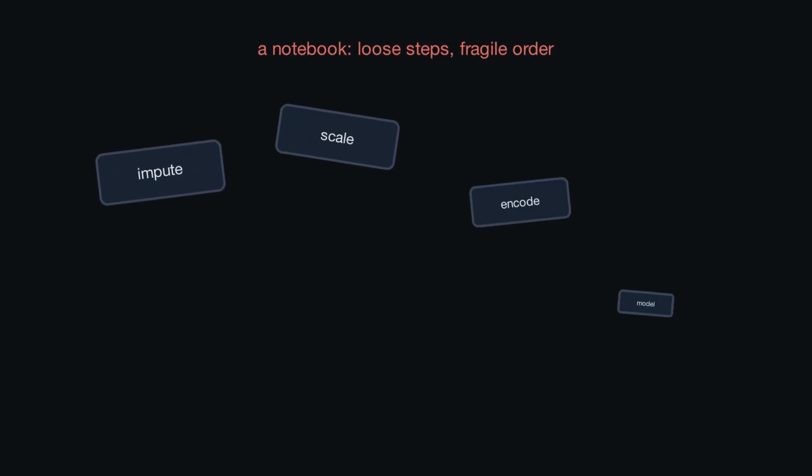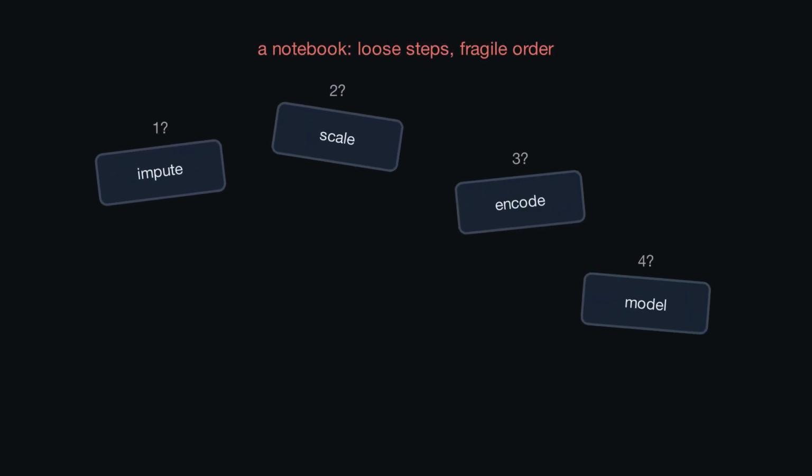In a notebook, these steps float around as separate cells. They only work if you run them in the exact right order. Forget one, or run them out of sequence, and everything quietly breaks. And when a new data point arrives, you have to remember to redo every step by hand. It is easy to make a mistake, and even easier to leak information you should not have seen.